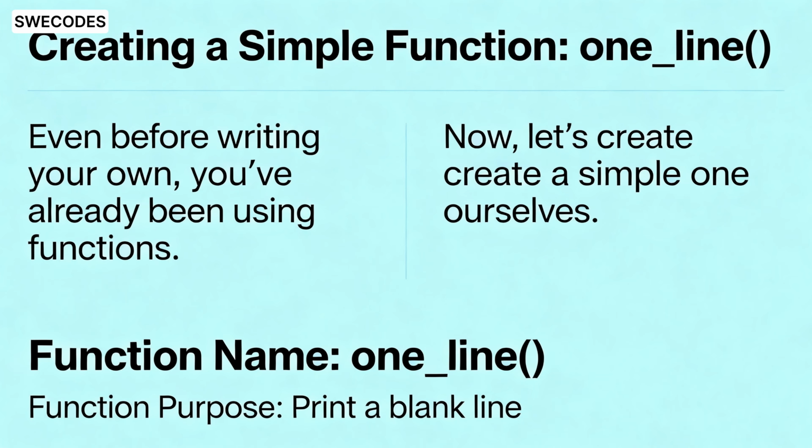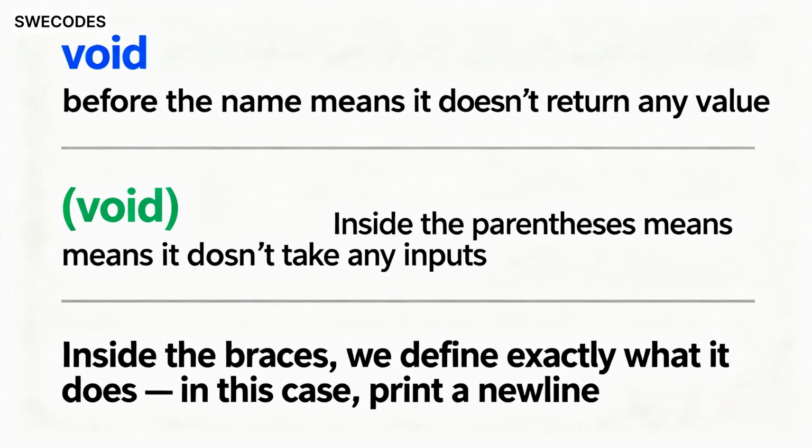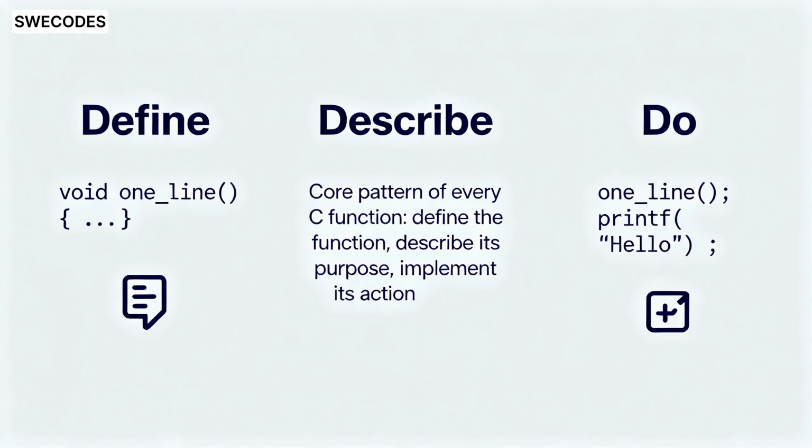Now let's create a simple one ourselves. Say we want a function that just prints a blank line. We'll call it one_line. Here's how it looks: void one_line(void) { printf("\n"); }. Let's break that down. Void before the name means it doesn't return any value. Void inside the parentheses means it doesn't take any inputs. Inside the braces, we define exactly what it does. In this case, print a new line. This structure, define, describe, and do, is the core pattern of every function in C.